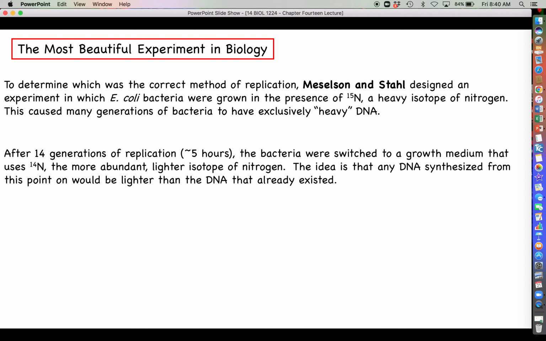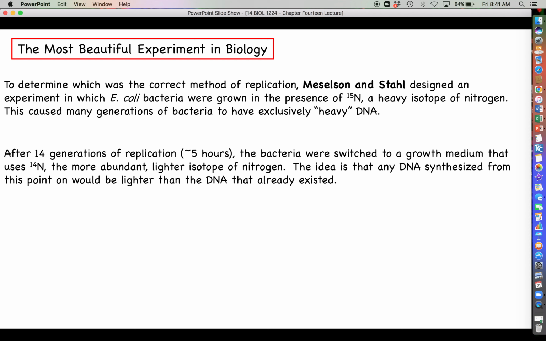So after 5 hours, if we then take the bacteria out of the heavy nitrogen medium and switch them over to a growth medium that has nitrogen-14, which is the lighter and much more abundant isotope of nitrogen, then from here on out, any DNA that we synthesize in the future is going to be lighter than the DNA that already previously existed. So the idea now is that as soon as we swap over to this new growth medium, the DNA that these bacteria currently have on hand is going to be heavy. It'll have nothing but nitrogen-15 in it.